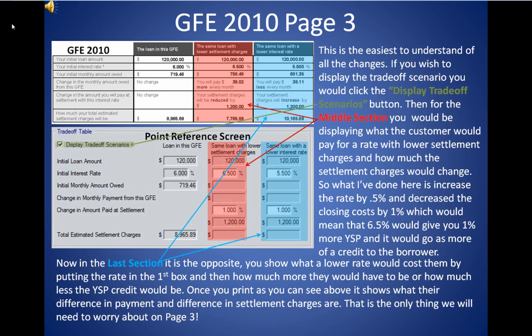So you would put a higher rate into the first box in the middle section, and then how much it will change your settlement charges in a percentage in the second box of the middle section. Now, if you wanted to show them with a lower interest rate, you would put the lower interest rate into the box on the last section, and then you would show them how much more their settlement charges would be by putting the percentage amount in the second box in the last section. When it prints out, Point will figure out all the totals as far as payment goes and how much they'll save.